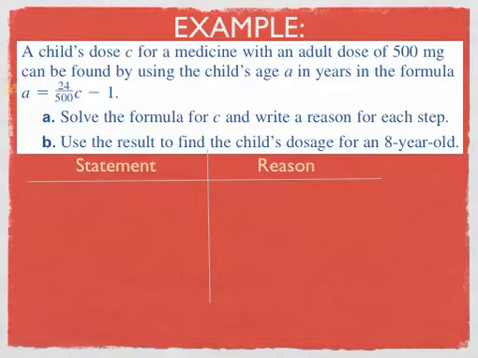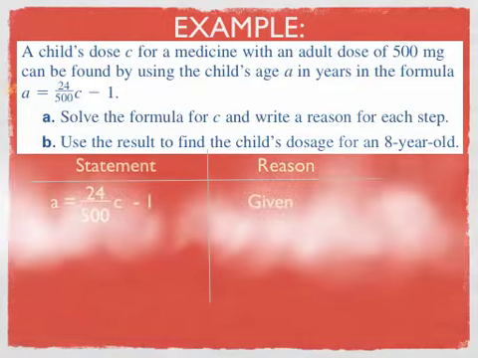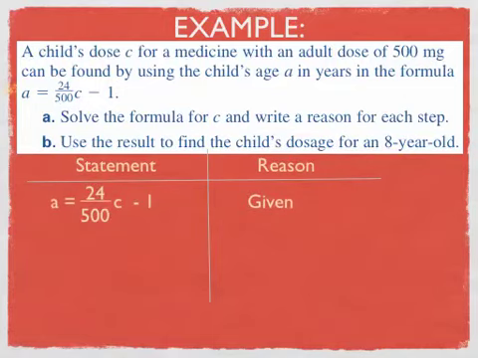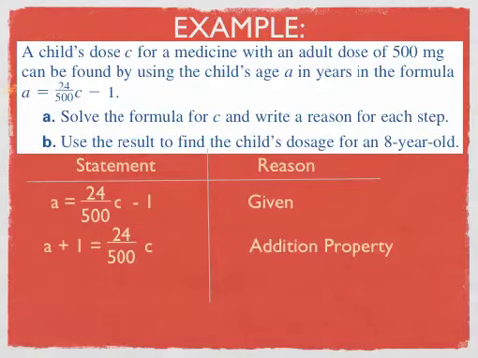Remember, when I'm asked to solve and I'm asked to reason, I always start with what was given to me. So I'm going to rewrite A equals 24 over 500 C minus 1, and the reason why I'm starting with that is because it was given to me. If I'm trying to isolate the variable C, the first thing I need to do is add 1 to both sides. So I have A plus 1 equals 24 over 500 C. I was adding 1 to both sides, which is the addition property of equality. Now this next step, I would be okay with you writing either way.